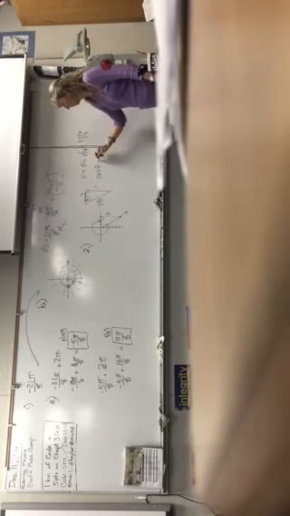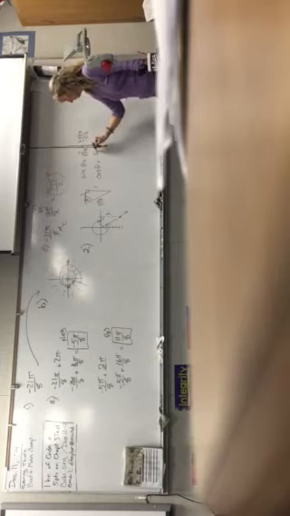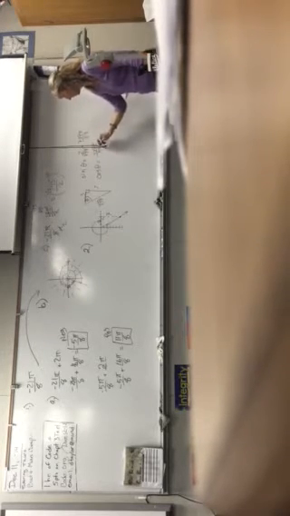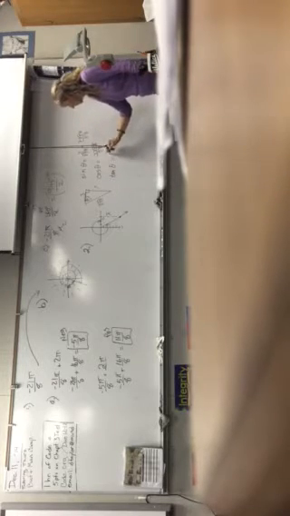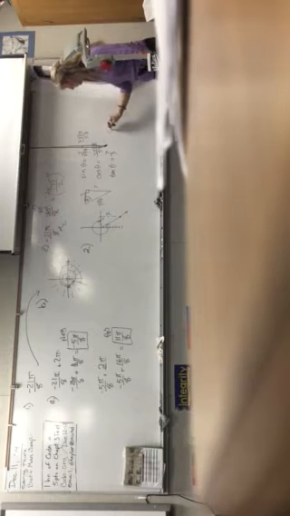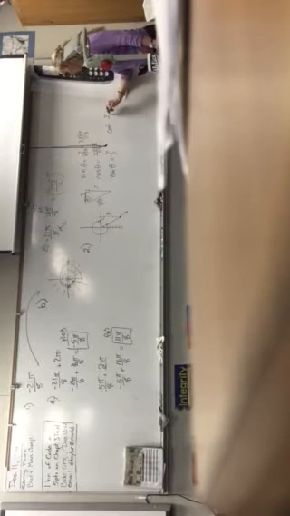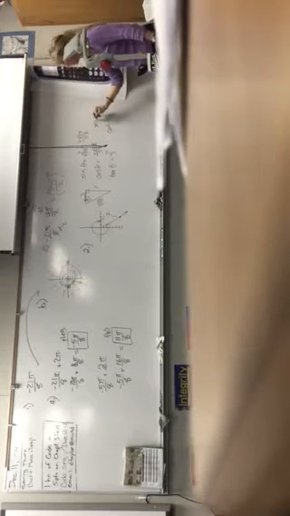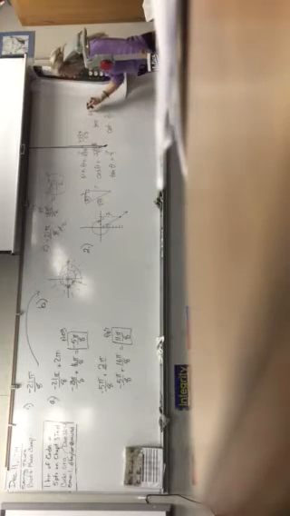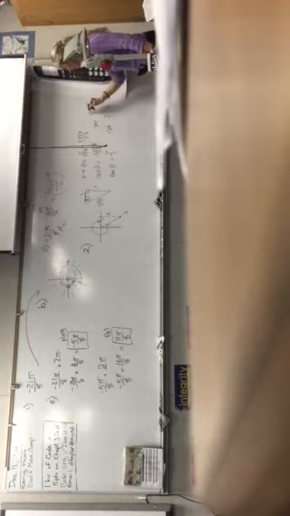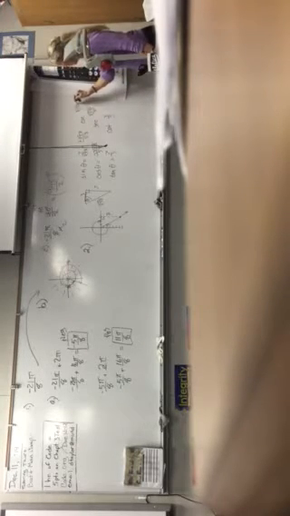What's the cosine of theta? 3 root 58 over 58. What's the tangent? 7 over 3. What's the cotangent? 3 over 7. What's the secant? Now go back to your drawing. Root 58 over 3. And what's the cosecant? Root 58 over 7.